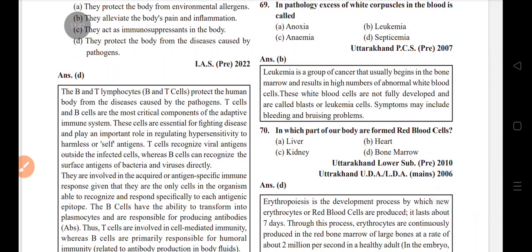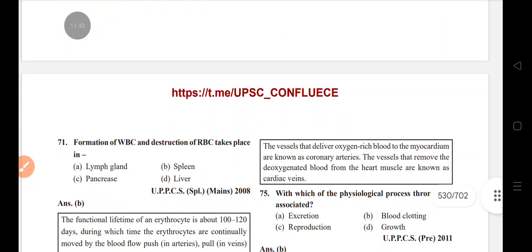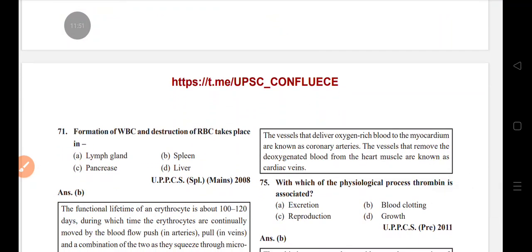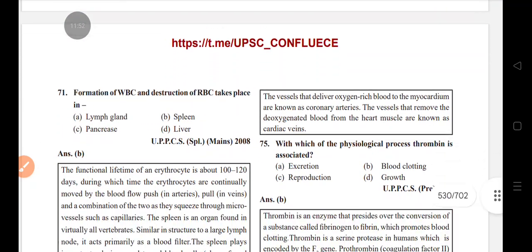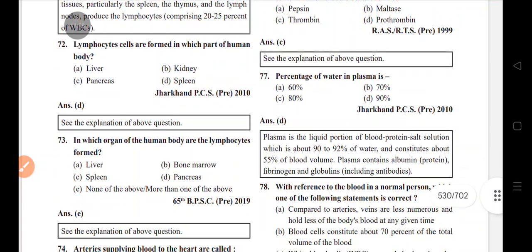In which part of our body are RBCs formed? Bone marrow. Formation of WBC and destruction of RBC take place in the spleen. Lymphocyte cells are formed in which part of the human body? Spleen. In which organ of the human body are lymphocytes formed?